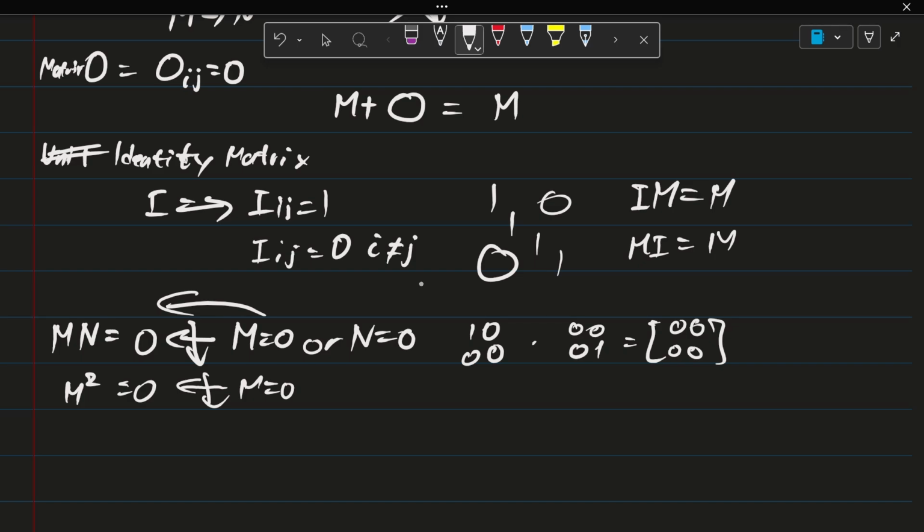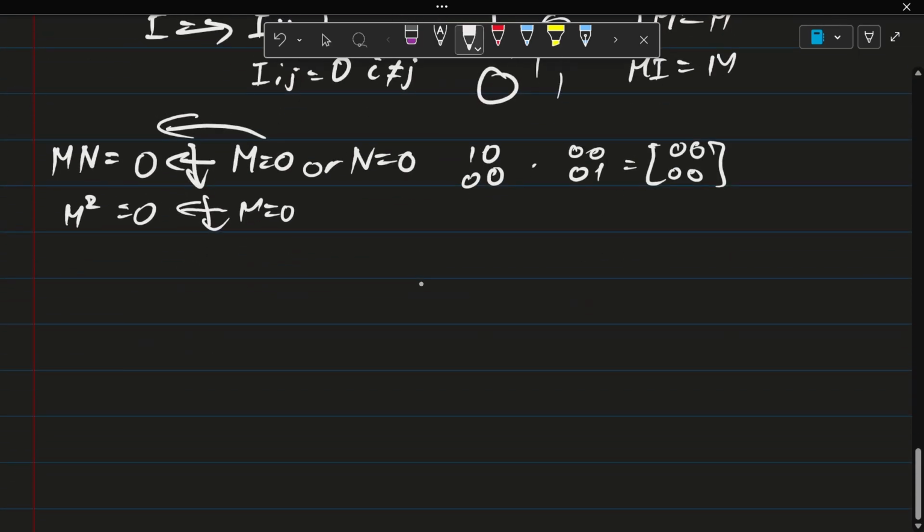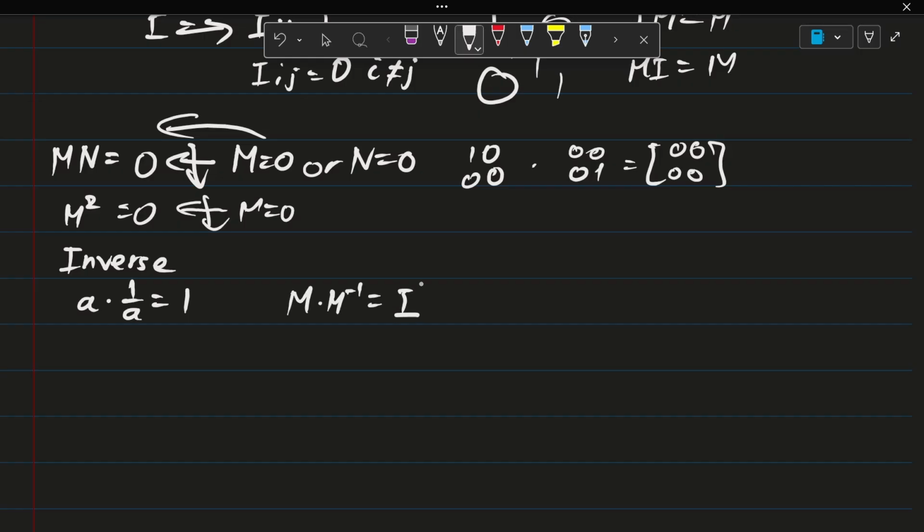But we could actually define a very interesting type of matrix, which we call as the inverse. So the inverse works like a reciprocal, or the conjugate, but it much more works like a reciprocal. So something like a times 1 over a is equal to 1. Same thing for matrices. M times the M inverse is equal to the identity matrix. And it turns out that this also commutes with itself. So it's M inverse times M is the same thing as the identity.